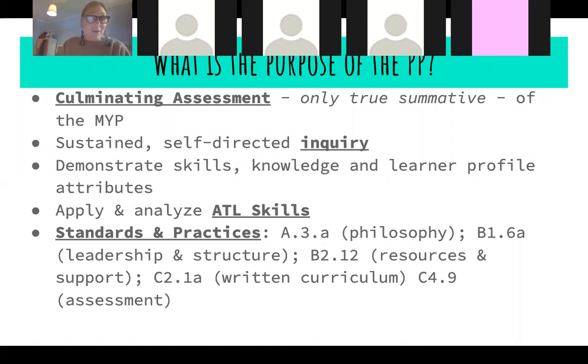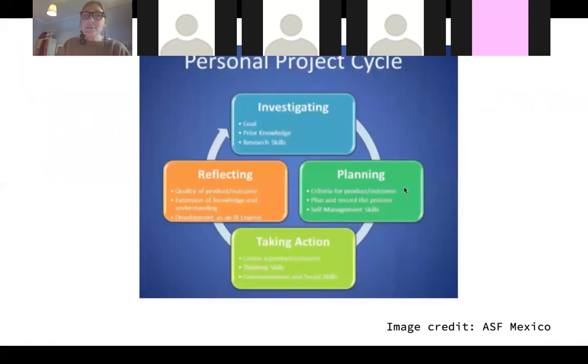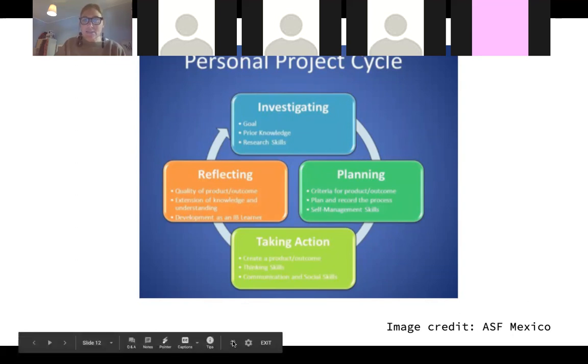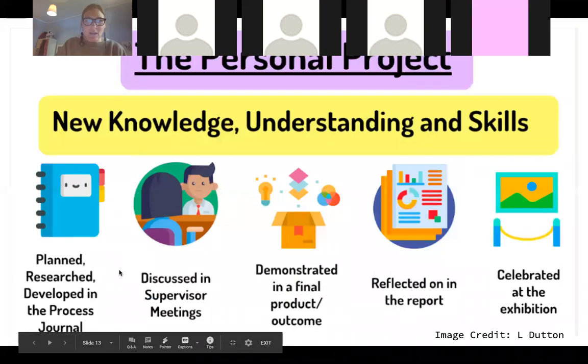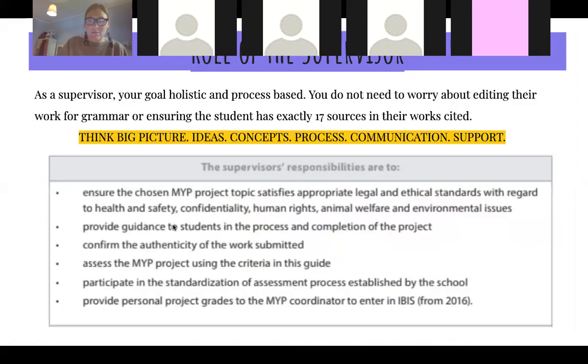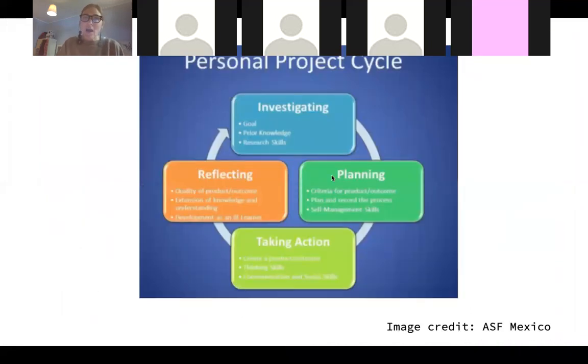So it's a value. So here's the cycle for the personal project. If you are an art teacher or a design teacher, then you are very familiar with this. Here we go. You investigate, you plan it, you do it, and then you reflect on it. And these 4 parts of the design cycle, we see as the 4 different parts of the report and the 4 different criteria as well.